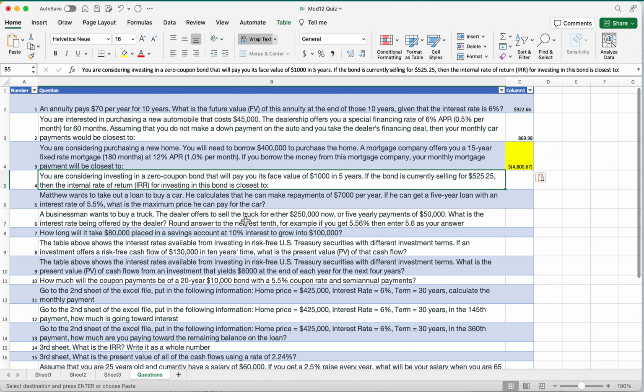Okay. You are considering a zero coupon bond that'll pay its face value of $1,000 in 5 years. If it's currently selling at $525.25, what is the internal rate of return? This question is just you have the face value, FV, which is also the future value, is 1,000. You have your rate, your number of years, which is 5, and then it's currently selling for $525.25. So for the IRR, you're just trying to find the interest rate.